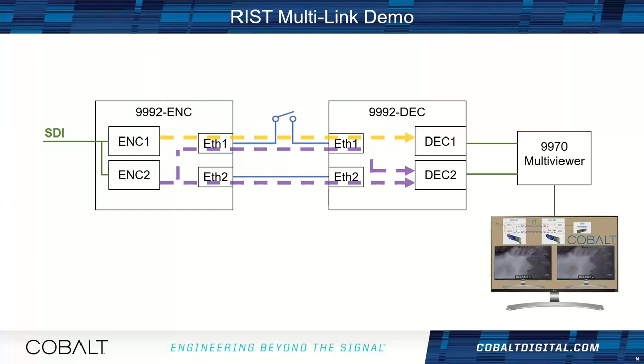Next demo is going to be a RIST multi-link demo. We'll have a pair of an encoder and decoder connected through a pair of Ethernet links. We'll have one channel that's a single link and one channel that's a dual link. And you have a really nice blue switch over there. We're going to be able to plug and unplug that link to show it coming down, and you see no glitch.